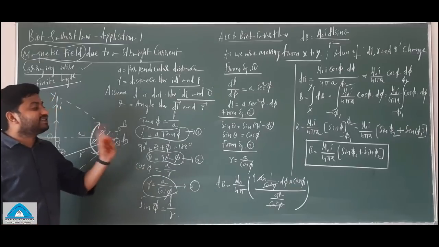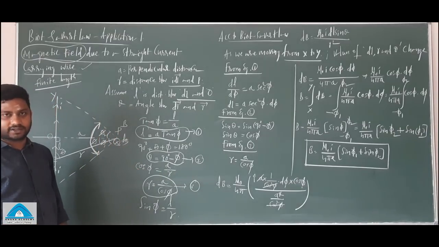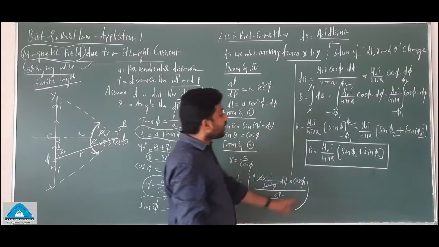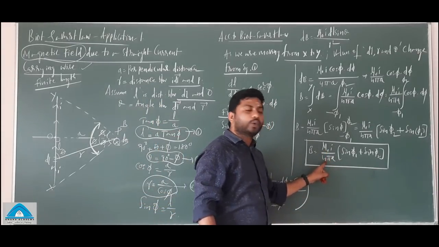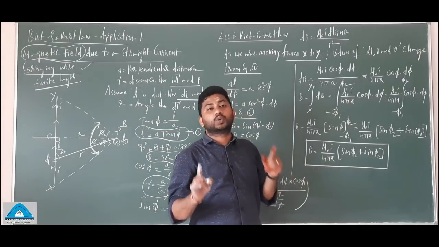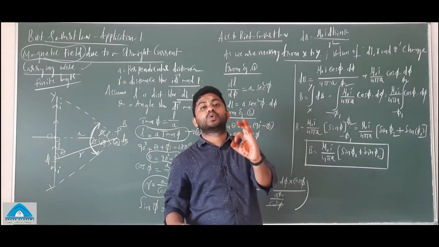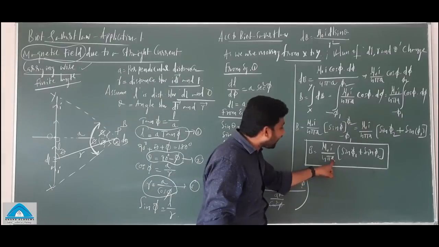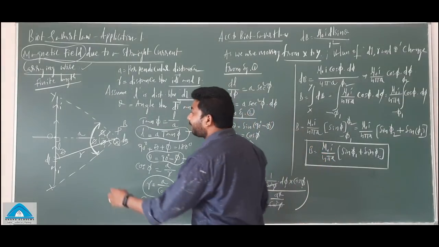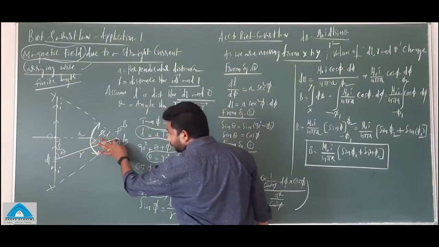What are the things involved? I just wanted to mention here. What are the things involved here? I is the current passing through the wire. Mu naught by 4 pi is a constant, which has the value 10 raised to minus 7 Tesla meter per ampere. And what is this a? a is the perpendicular distance from the origin to the point.